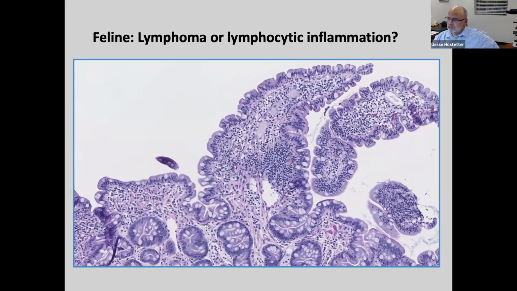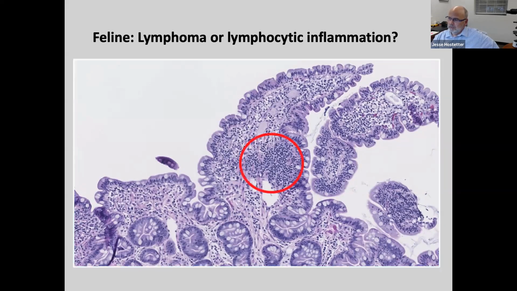And you look at this and you scan around and you see that. This is one piece of evidence. It's not all the evidence, but it's one piece of evidence that you may be dealing with a low-grade lymphoma, and that's small lymphocyte clusters at the villus crypt junction, which is just about where we are in this slide.